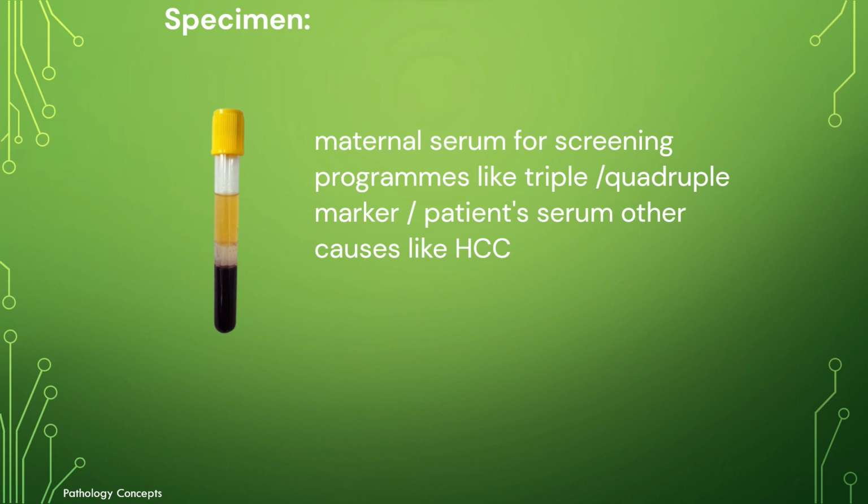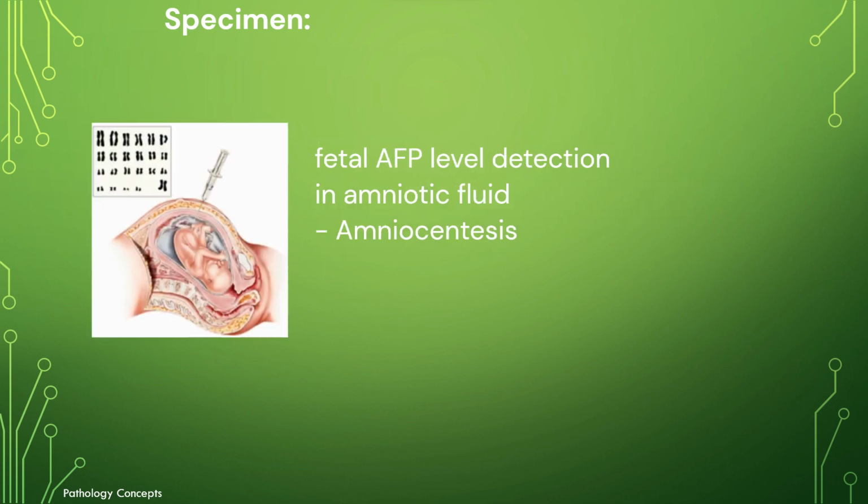The specimen required for the AFP test is serum in cases of maternal screening tests like triple or quadruple marker, and in patients, serum in cases of carcinomas. The specimen is amniotic fluid if we want to detect fetal AFP level. So it can be detected through the amniocentesis process.